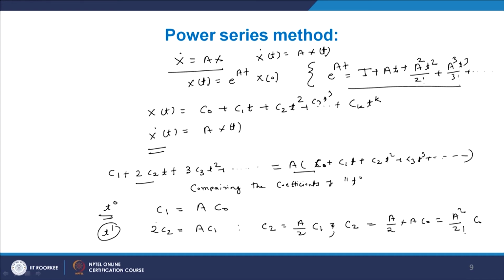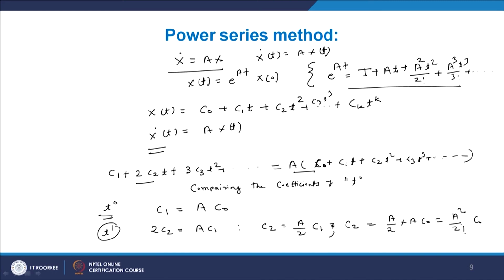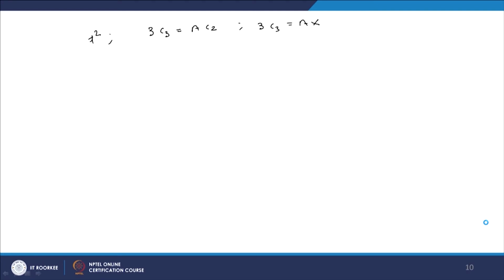Now, similarly we have to compare the coefficient of t2. If you compare the coefficient of t2, we will get 3 C3 equal to A into C2. So, here 3 C3 into A. Now, what is C2? C2 we have already got: A square by factorial 2 into C naught. So, we replace these values here. So, we can write A square by 2 into C naught.